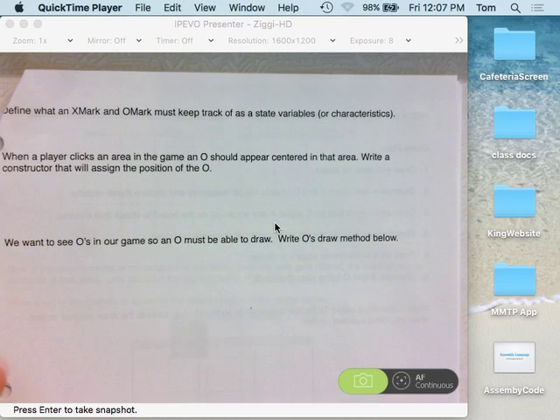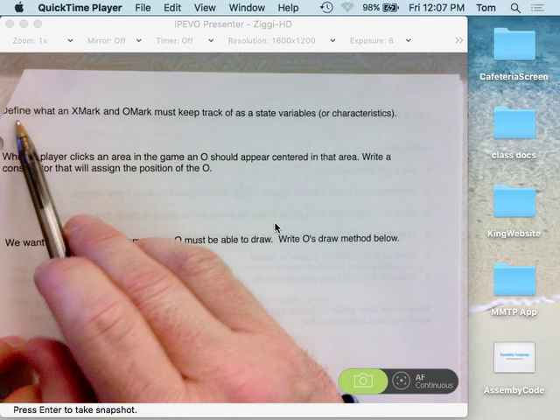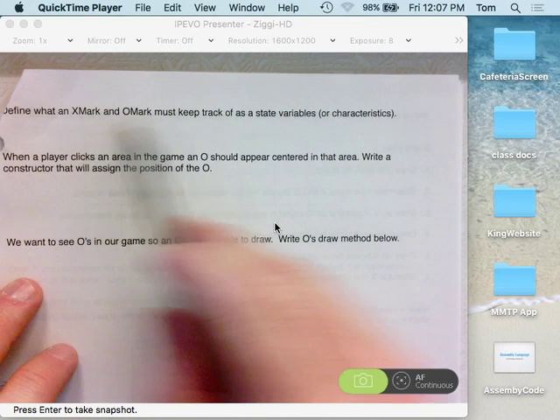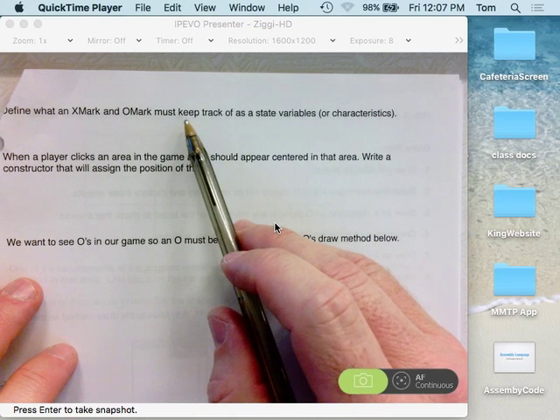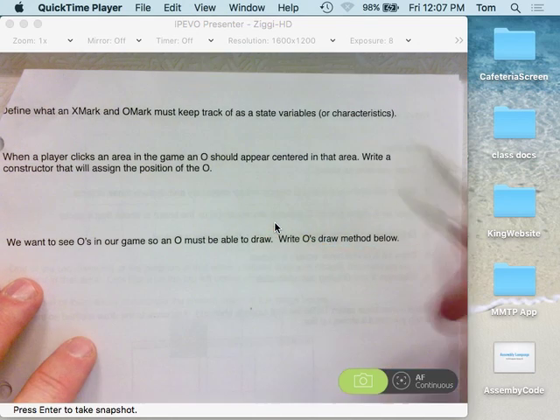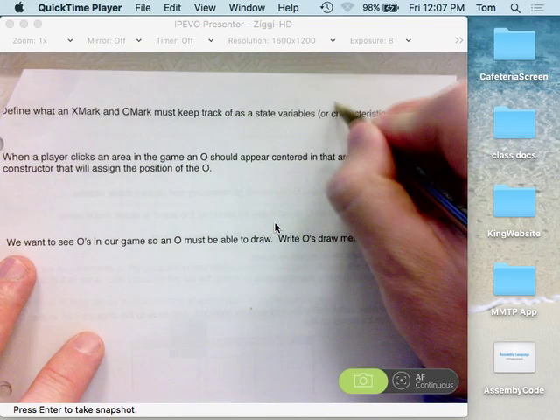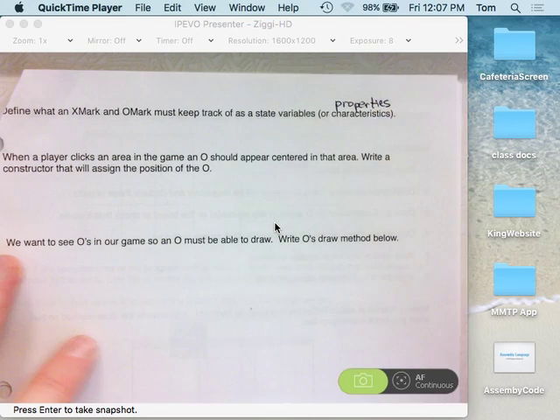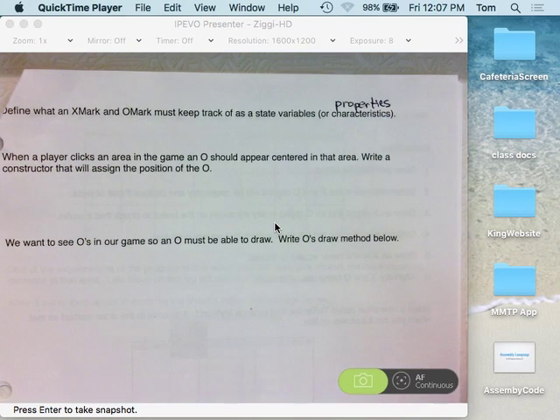Okay, so we actually already answered this question when we did our UML diagram. Okay, we talked about what the XMark and OMark must keep track of as state variables. What did we say that they would need to do in terms of characteristics, or maybe we called it properties? What did we say that the marks have to keep track of? Yeah, their location, right? And how did we break the location down even further?